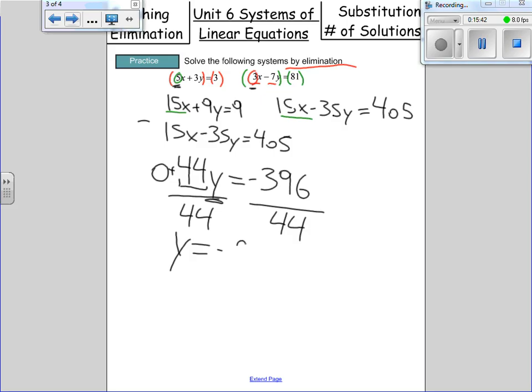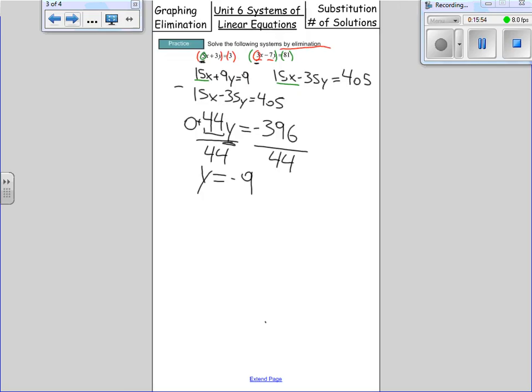But we're not done yet. Aaron, what do we have to do now? You have to plug it into one of the equations. Yeah, you have to plug y equals negative 9 into one of the other equations. So 5x plus negative 9 equals 3.